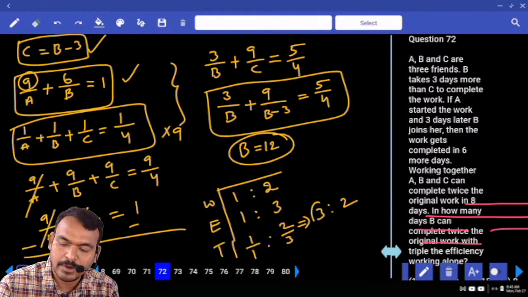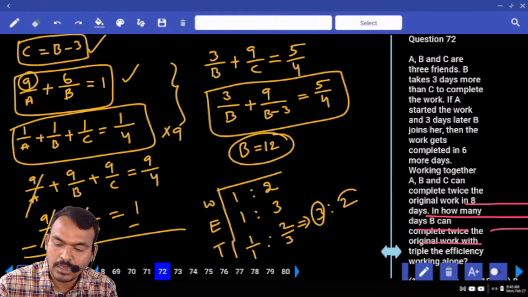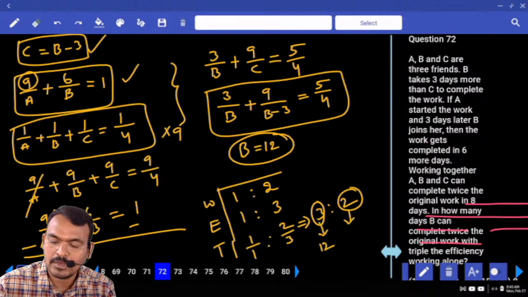Original time is how many parts? 3 parts. New time 2 parts. What is the 3 parts value? 12. Then 2 parts value is 8 days.